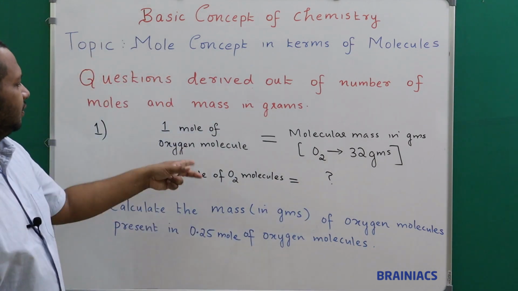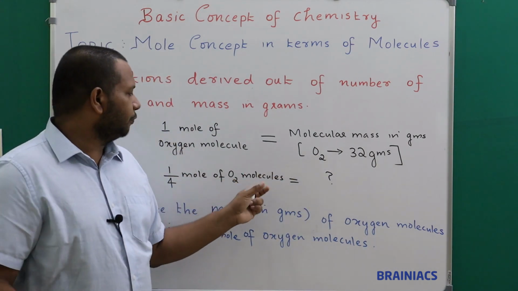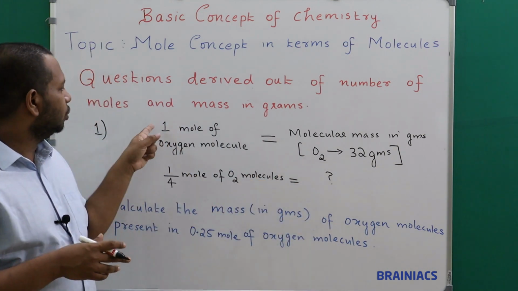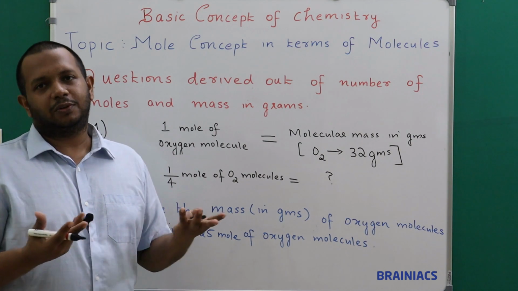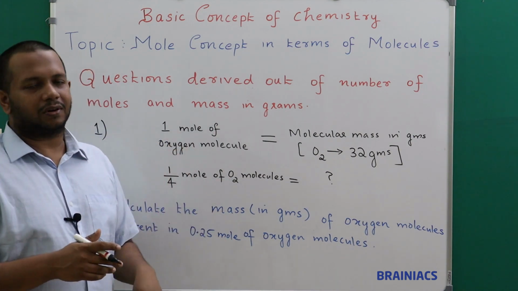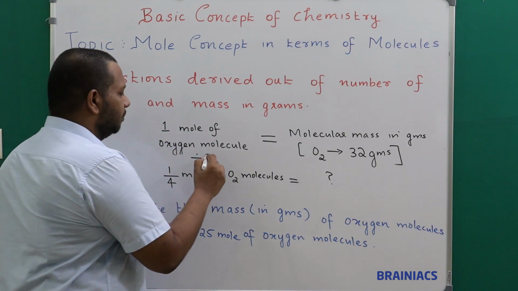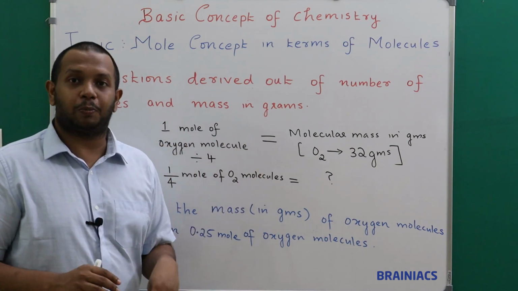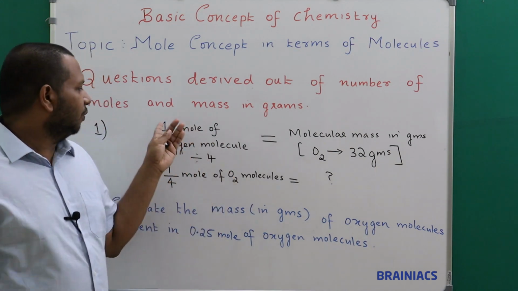Now tell me, they have given and they are asking you: 1/4 mole of oxygen molecules will have what mass? This is my question. So tell me how to convert 1 to 1/4. You know that, divide by 4. So 1 when divided by 4 will become 1/4. Some people say, sir, multiply by 0.25. Both are correct. So 1 divided by 4.